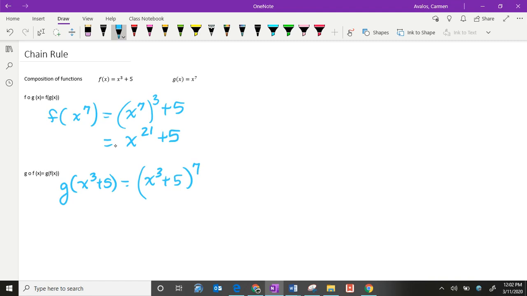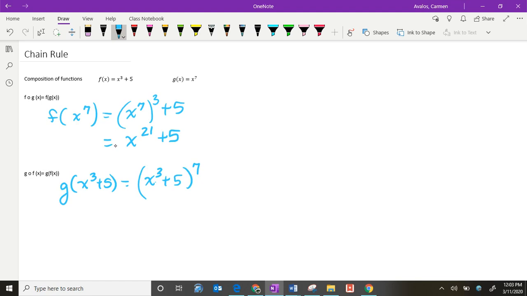And so that means that there are 7 of these. So you could expand it using Pascal's triangle and then be able to do the power rule on it, or we could do the chain rule. So here, this one is just a basic power rule if we want to take the derivative. So it's going to be 21x to the 20th and then plus 0. So that's the derivative of that.